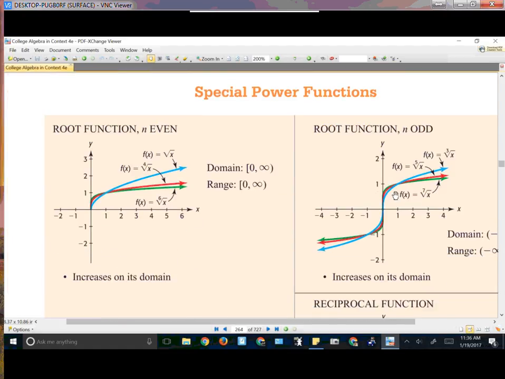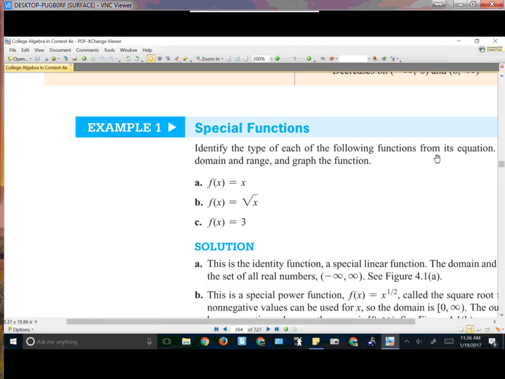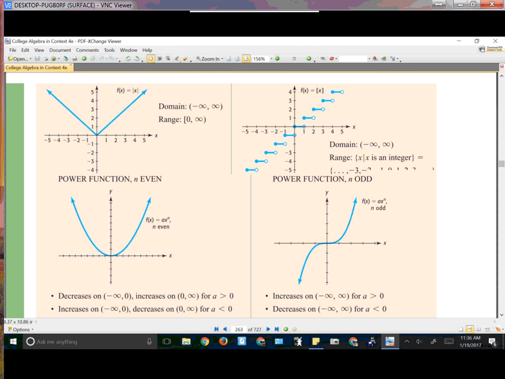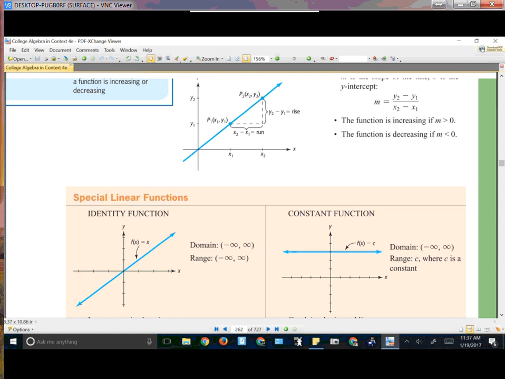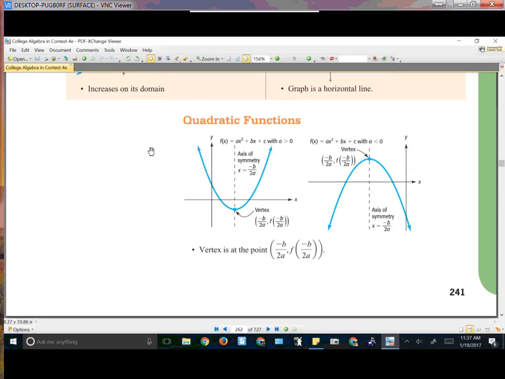Special power function. Things that look like this. Root function, if they are even. A root function, if they are odd, looks like this. Now, all of these things, we call these ideas here in these pictures that we've got parent functions. When we see a graph that looks like this, we know that it has to have a certain form. When we see a graph that looks like this, we know that it has to have that equation in it.